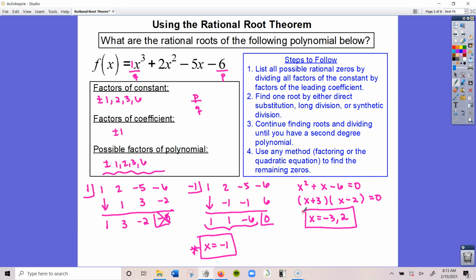Now keep in mind, if you want to know, did I get all of the roots? The highest exponent tells us how many roots we're going to have. So if my highest exponent is 3, remember I'm going to have 3 roots, which I have all 3 here, so we're good to go.